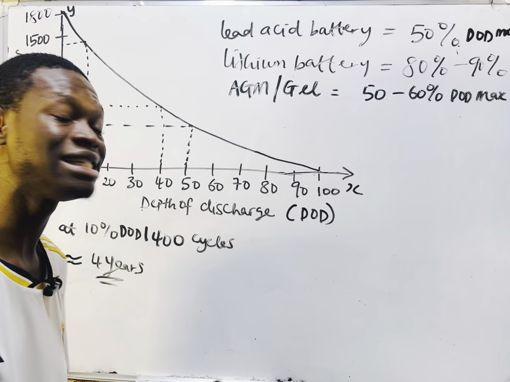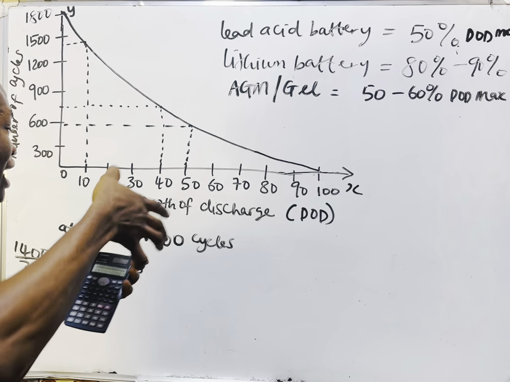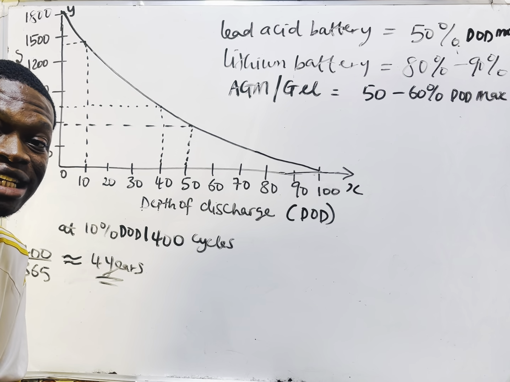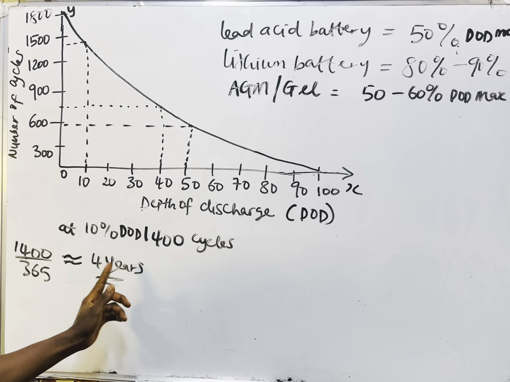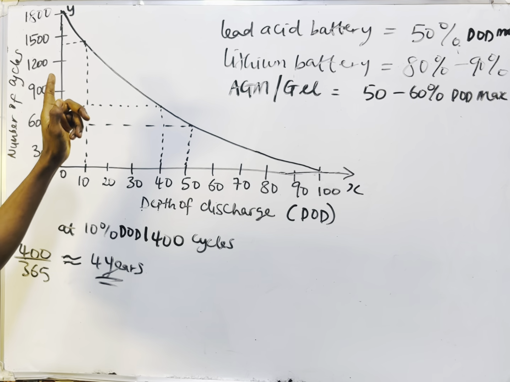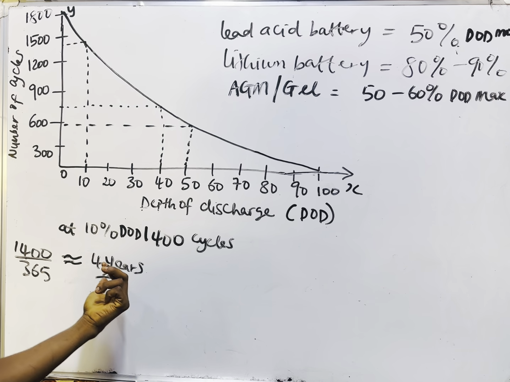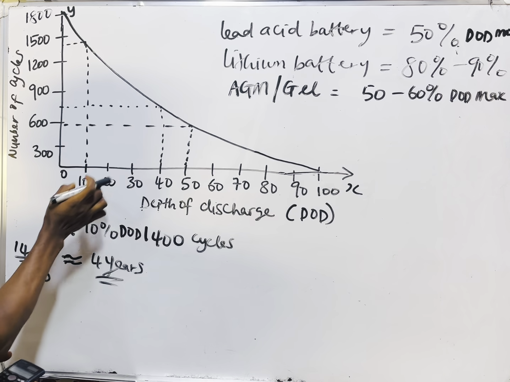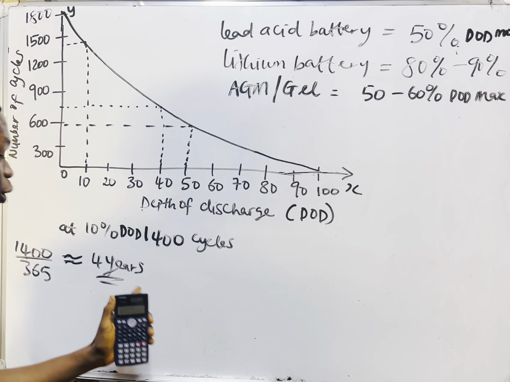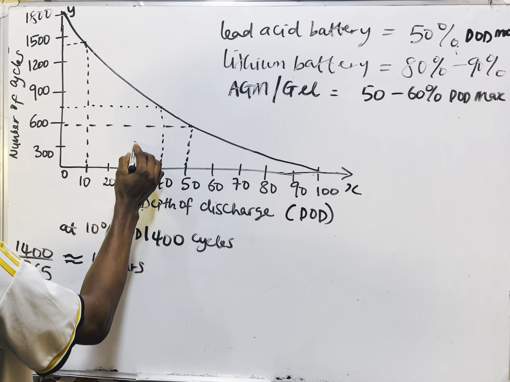So at 10% DOD, if your battery is drawing 10%, that means the energy your battery is drawing is smaller. That your battery at 10%, you are going to have 1,400 cycles that your battery will last for you. You see the number of years it will last, because you are drawing a small amount of energy from the battery. You understand? So it will last for 4 years.